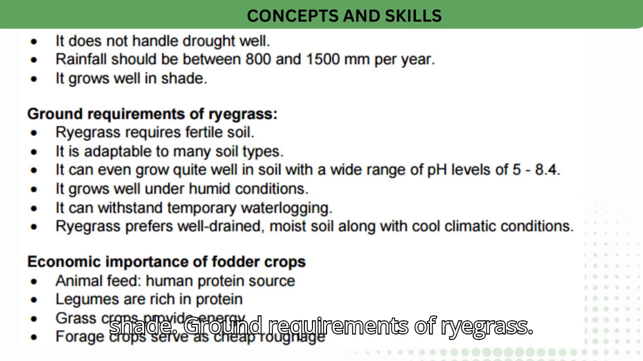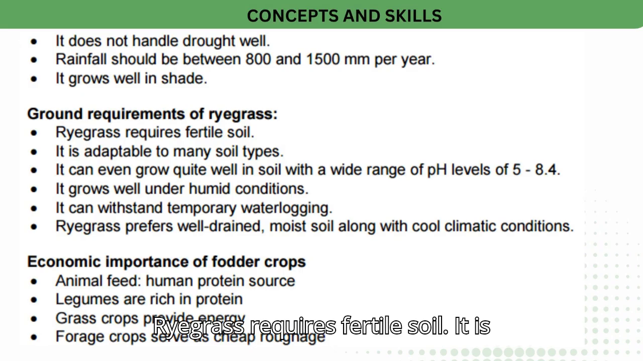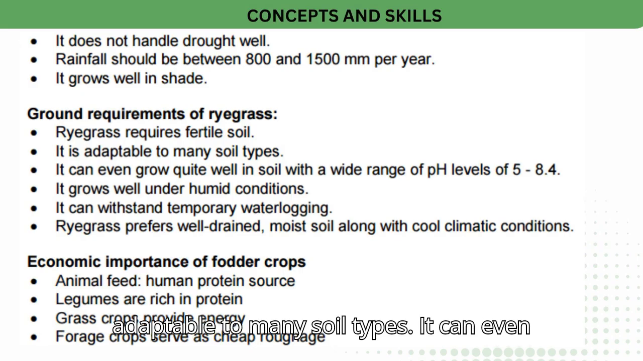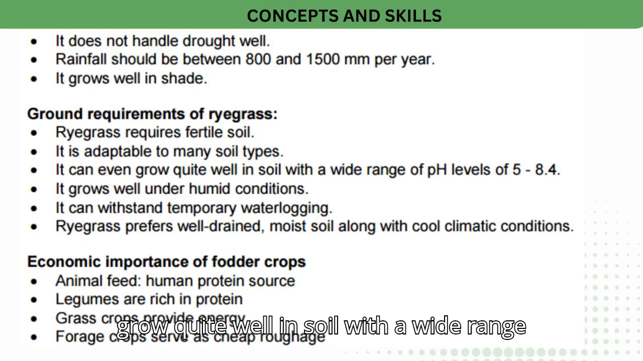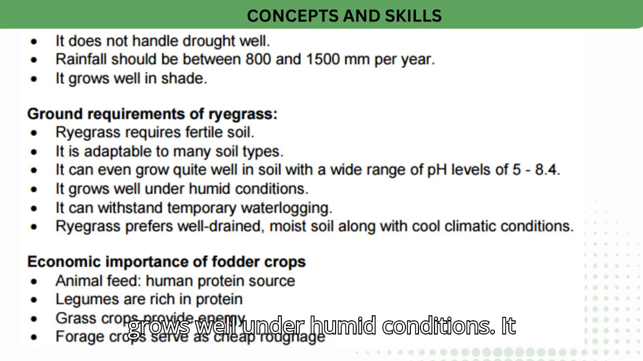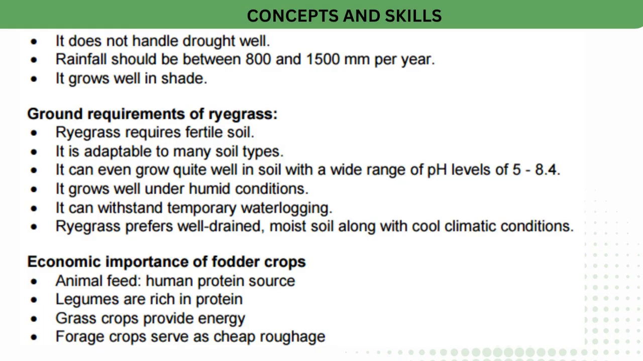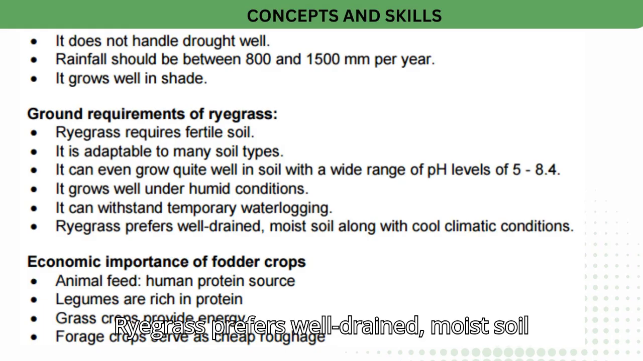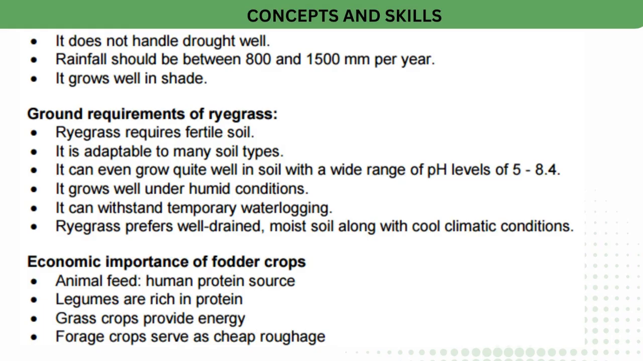Ground requirements of ryegrass. Ryegrass requires fertile soil. It is adaptable to many soil types. It can grow quite well in soil with a wide range of pH levels, from 5 to 8.4. It grows well under humid conditions. It can withstand temporary waterlogging. Ryegrass prefers well-drained, moist soil along with cool climatic conditions.